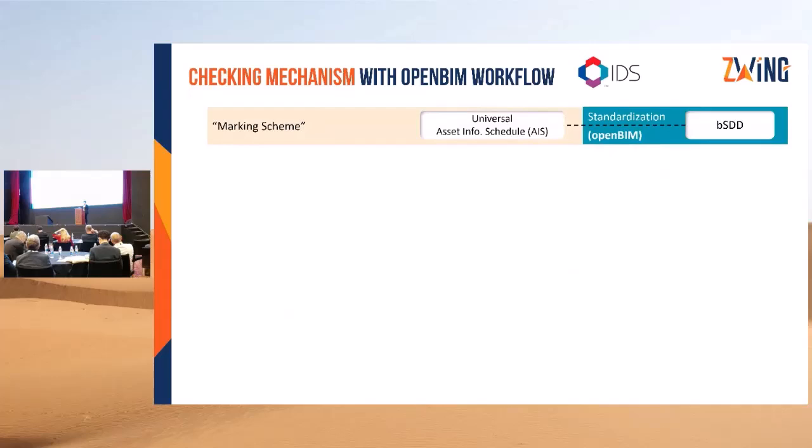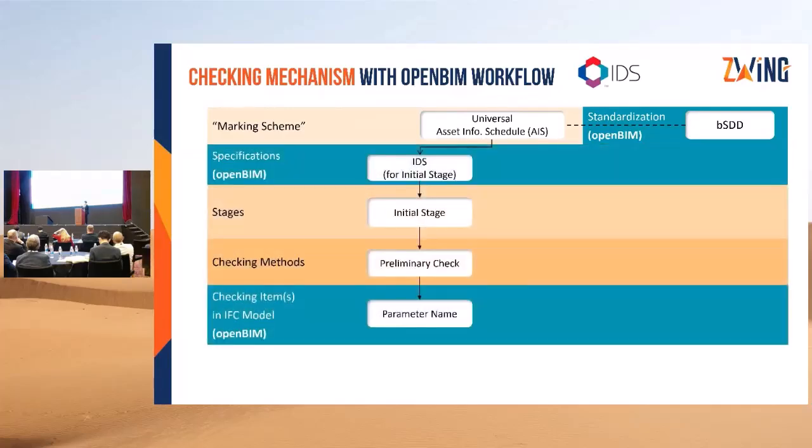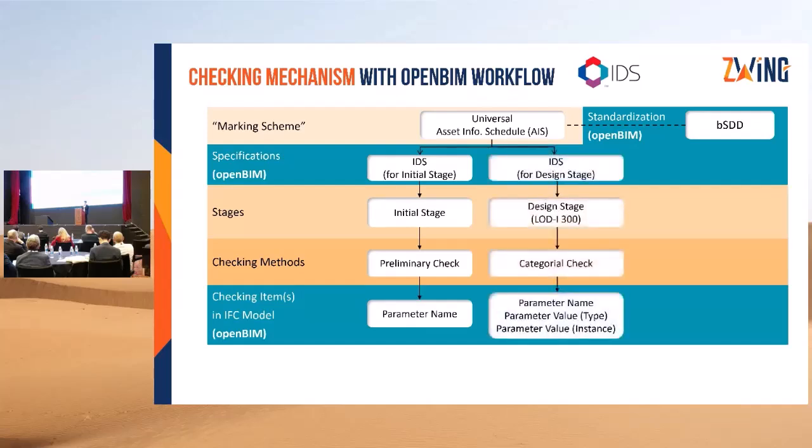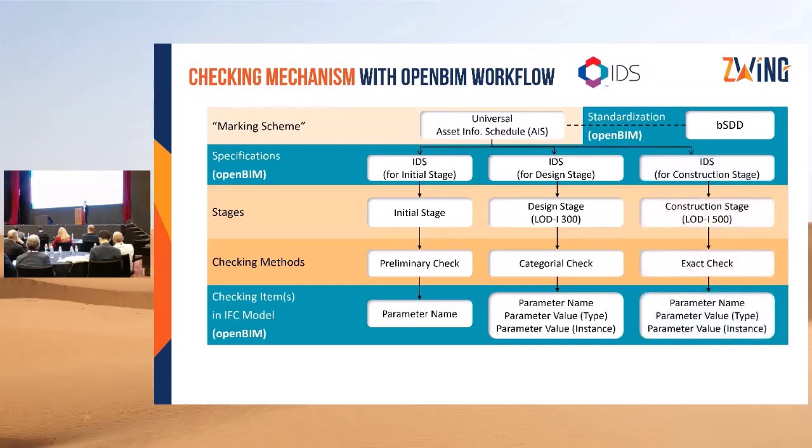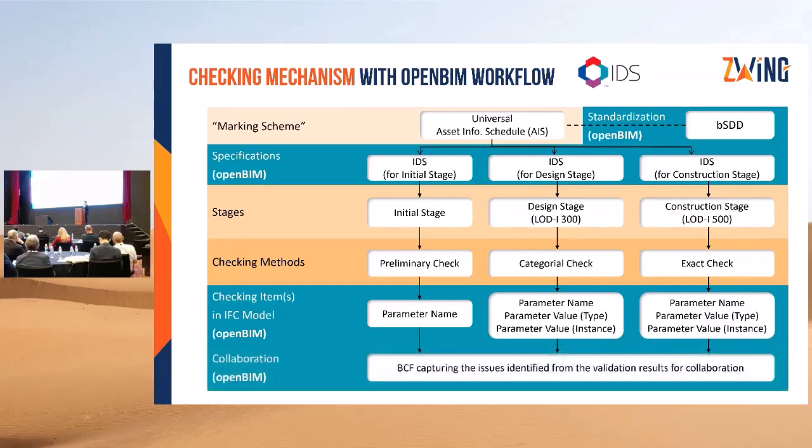Our validation workflow integrates across the entire project lifecycle based on the OpenBIM workflow. It starts with the preliminary check to ensure type parameters meet the basic requirements. As the project advances to the design stage, more detailed checks validate both type and instance parameters for accuracy and consistency. During construction, exact checks ensure full compliance with the LOD 500 standards. This comprehensive workflow maintains data integrity, with BCF capturing issues for better collaboration.